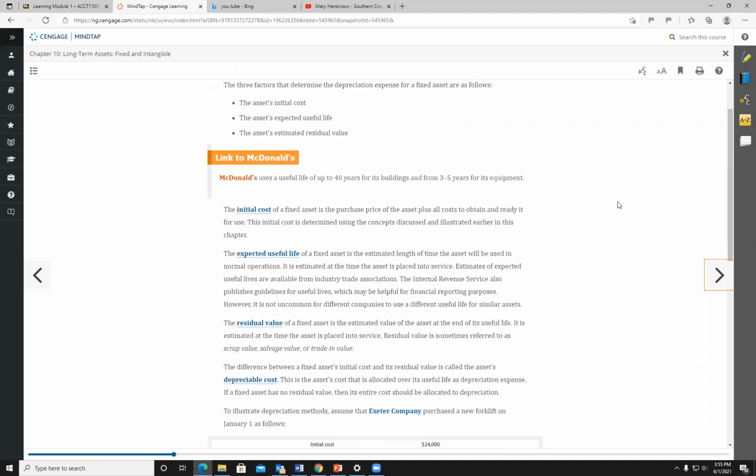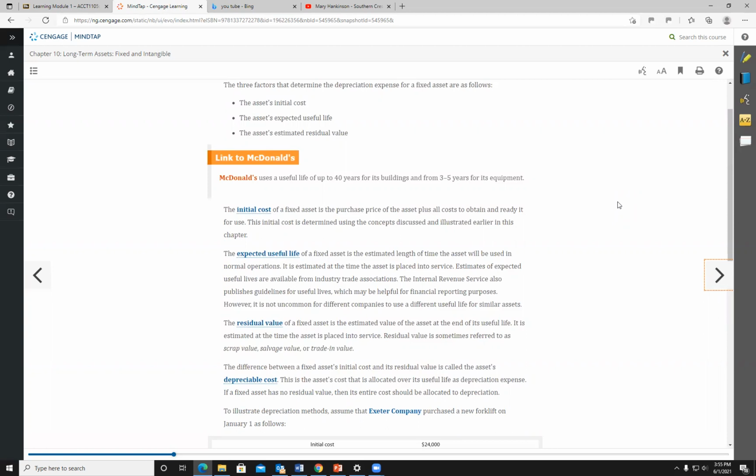So the initial cost is determined using the concepts discussed earlier, such as the purchase price, freight costs, and installation costs. All right. The expected useful life of a fixed asset is the estimated length of time the asset will be used in normal operations. It is estimated at the time the asset is placed into service. Estimates of expected useful lives are available from industry trade associations. The IRS also publishes guidelines for useful lives, which may be helpful for financial reporting purposes. However, it's not uncommon for different companies to use different useful lives for similar assets.